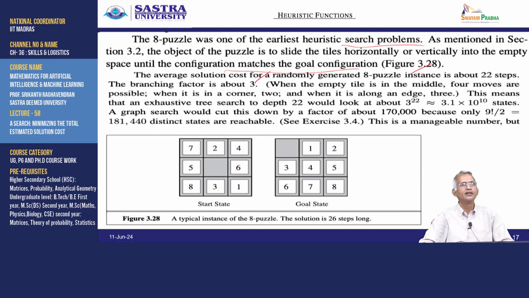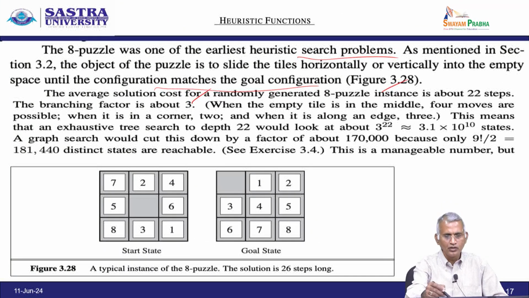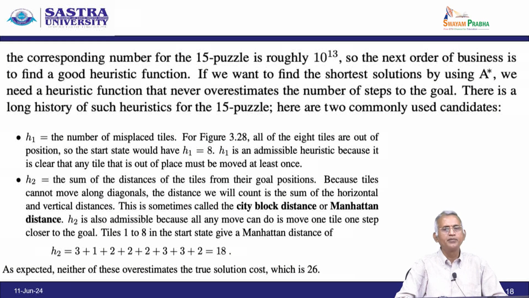This means that an exhaustive tree search to depth 22 would look at about 3^22, approximately 3.1 × 10^10 states. A graph search would cut this down by a factor of about 170,000, because only 9!/2 = 181,440 distinct states are reachable. See exercise 3.4. This is a manageable number, but the corresponding number for the 15-puzzle is roughly 10^13. So the next order of business is to find a good heuristic function.